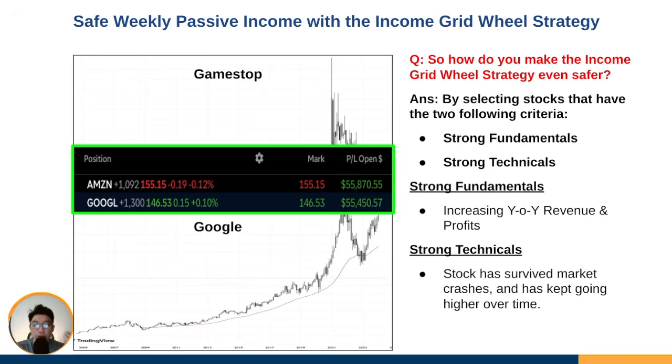All right, so if you want to get a safe weekly passive income, then you want to go ahead and try the income grid wheel strategy.